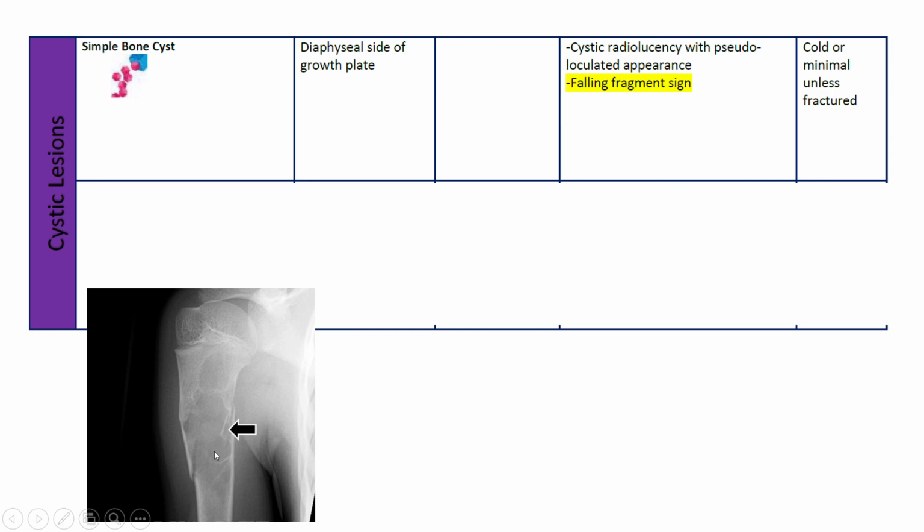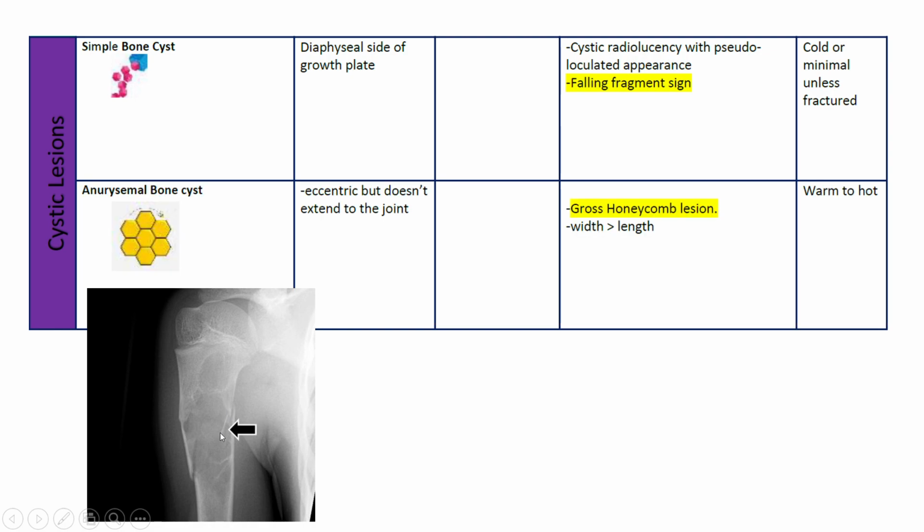And as we all know, ice cubes are usually radiolucent, so ice cube will remind us of all the information we need. This is the diaphysis of the growth plate, which is usually the most commonly affected site. Again, there is cystic radiolucency with pseudo-loculated appearance, some loculations, but this is not complete. And this is the fallen fragment sign we have been talking about. The bone scan will usually be cold unless there is a bone fracture.